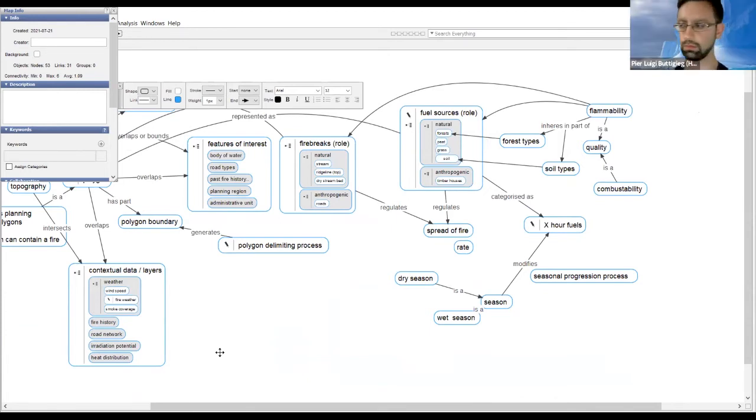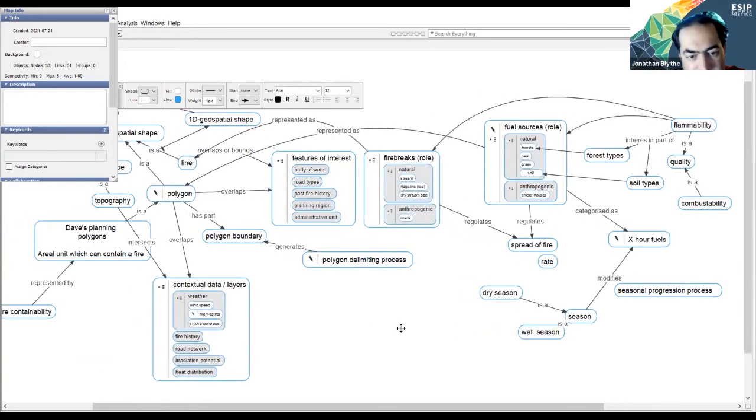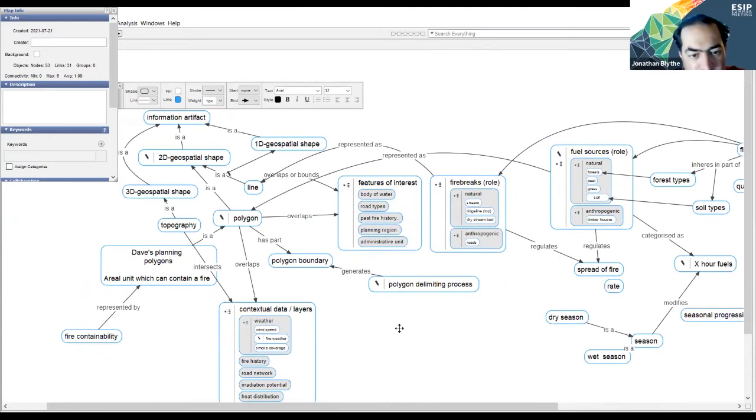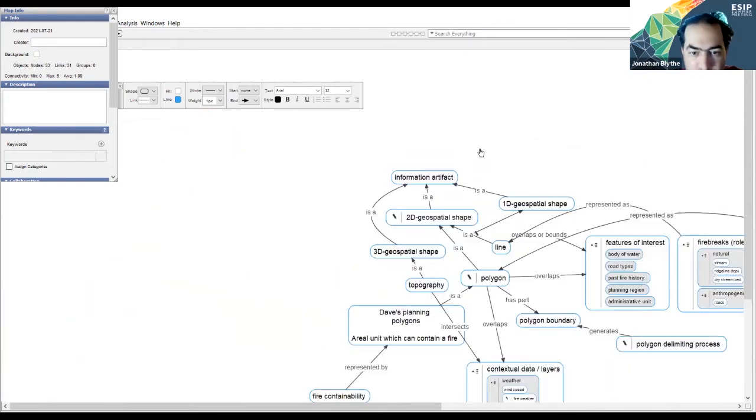Let me ask a question of Dave. When you're working in City of Boulder, you're working alongside other city planners, and they might have a GIS as well. Can you identify which of these concepts are shared concepts that they would use as well? And which ones do you really need just for Dave's planning polygons, the fire application?